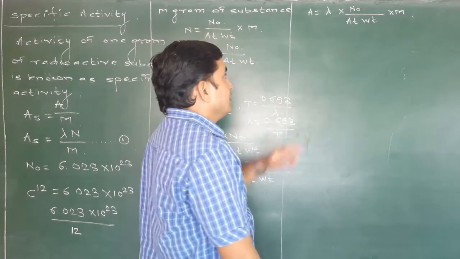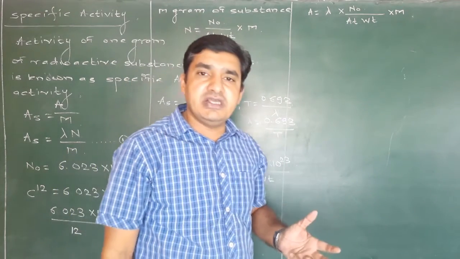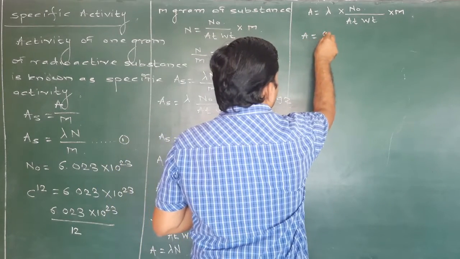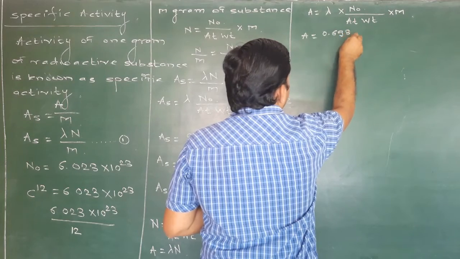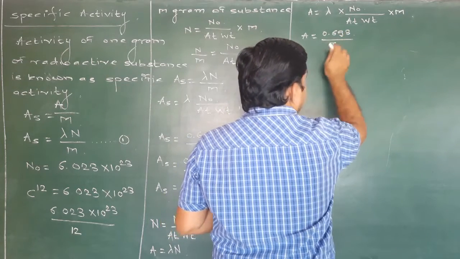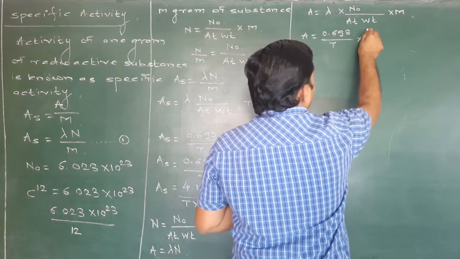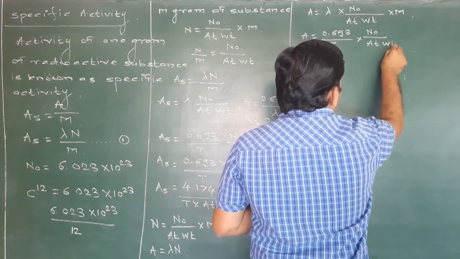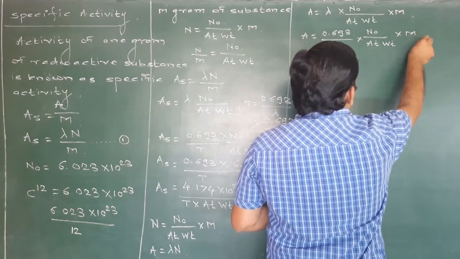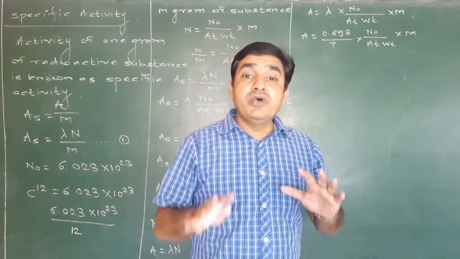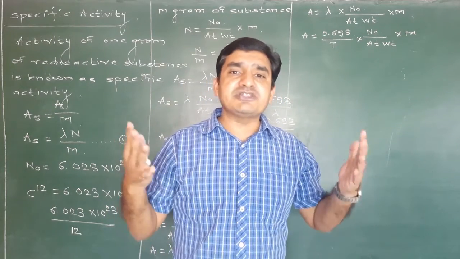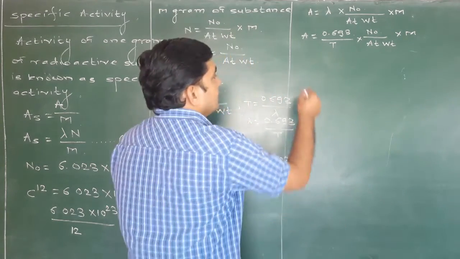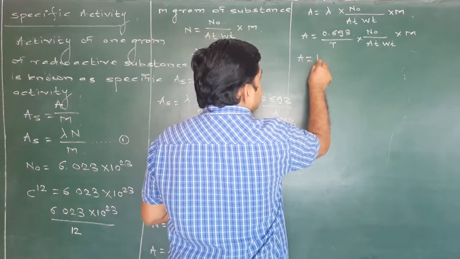Again lambda is 0.693 divided by capital T. So we can write A is equal to 0.693 divided by capital T, where T is the half-life, into N0 divided by atomic weight into m. We have to find the mass of a substance for 1 curie of a substance. So here the activity is considered as 1 curie.